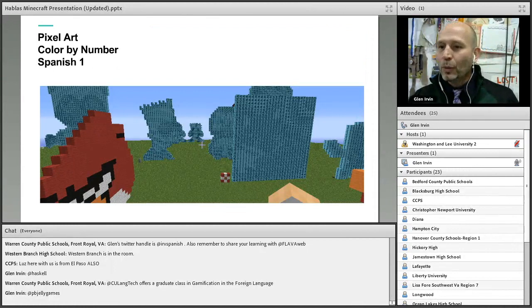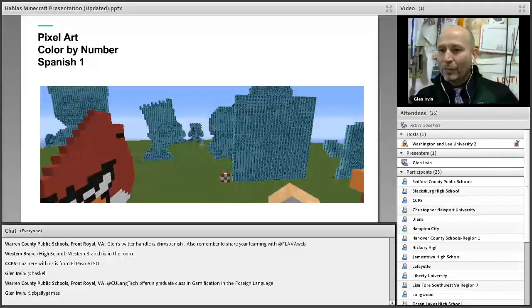There we go. So one of the first things I tell people is, if you don't know anything about Minecraft, you can start off in something called a creative world. There's creative mode, and then there's survival mode. So we have both of those types of modes inside of Minecraft.